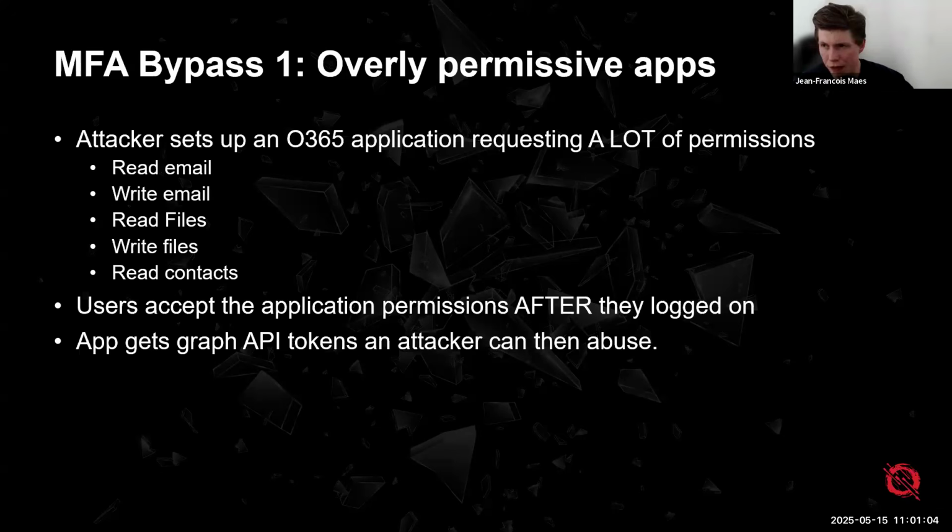So an Office 365 application can actually be configured to request quite a bit of intrusive permissions. Think, for example, reading and writing emails, reading files, writing files, reading contacts, right? Users have to accept these permissions after they log on. And once they have logged on and they accept the application, the adversary gets a refresh token that they can use to act on behalf of the user that accepted the application. So what does that look like?